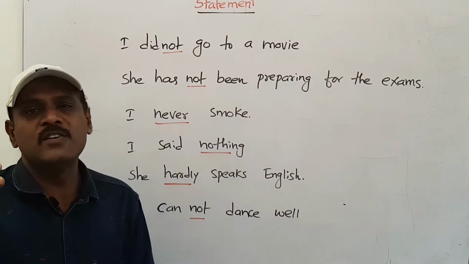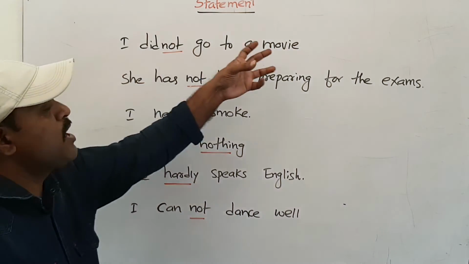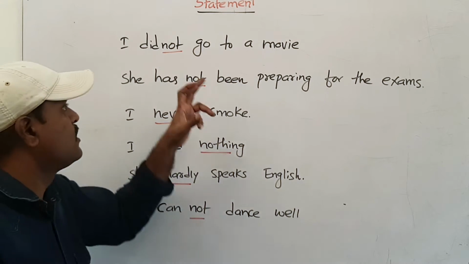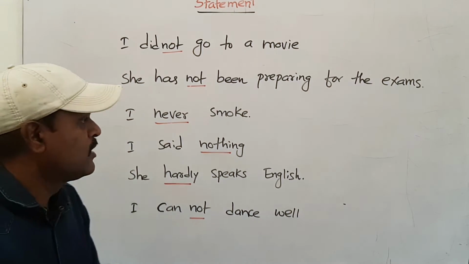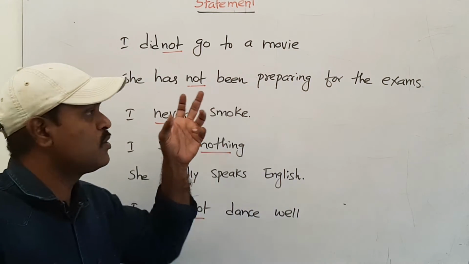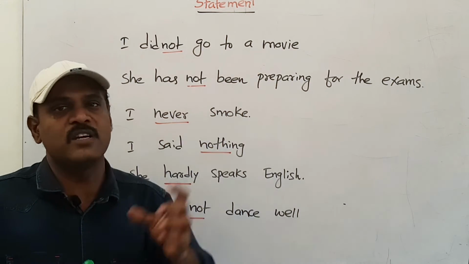Now I am going to tell you some negative statements. I did not go to a movie. That is a completely negative sentence. Why? Because we can see "not", "did not". That is in past tense. She has not been preparing for the exams. "Has not been". So we can find "not" in this sentence. That's why it is a negative statement.